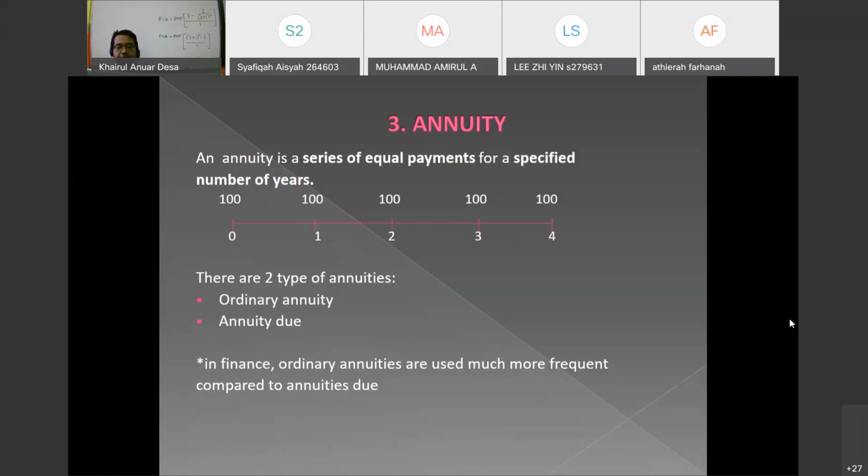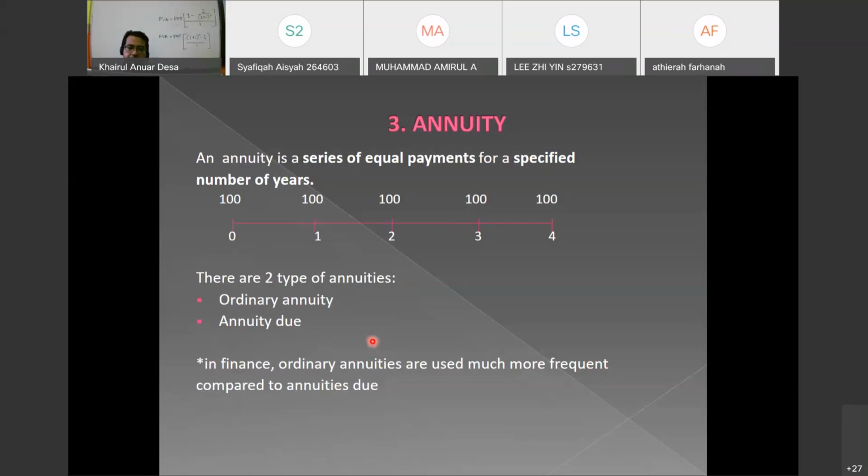Again, what is the annuity? An annuity is a series of equal payments for specified numbers of years, meaning that we pay or we receive the payment in a similar amount for a certain number of years. So there are two types of annuity here. Number one is the ordinary annuity, and number two is the annuity due.